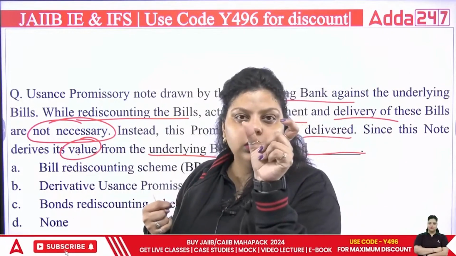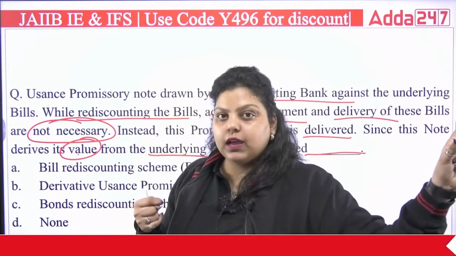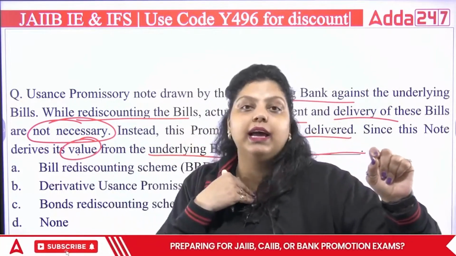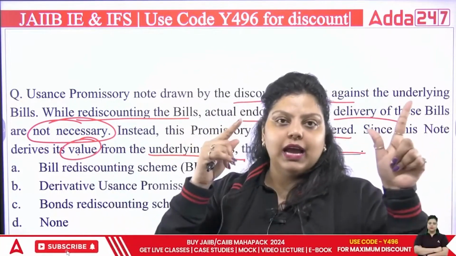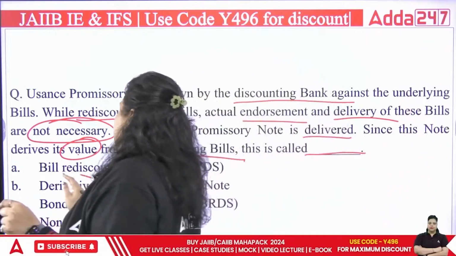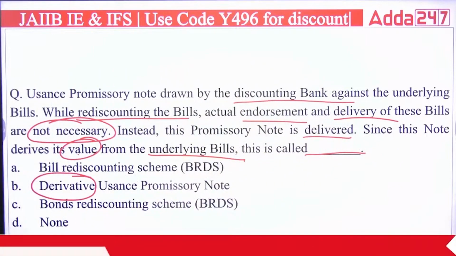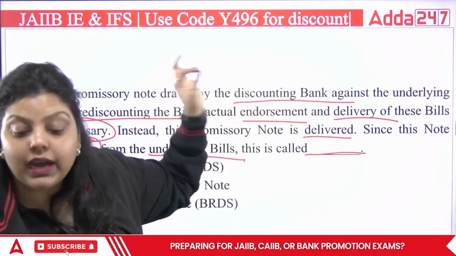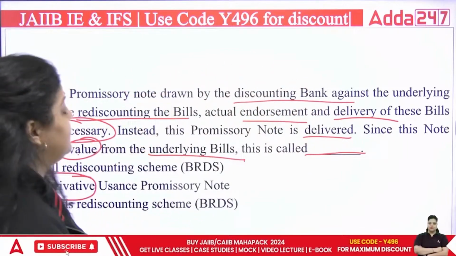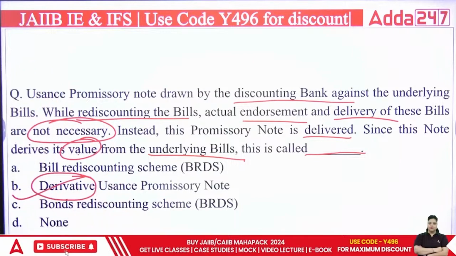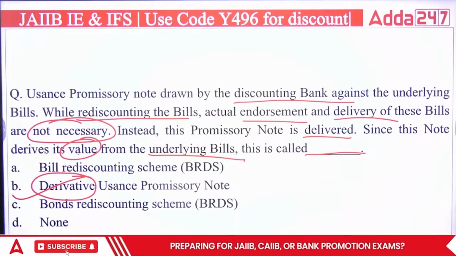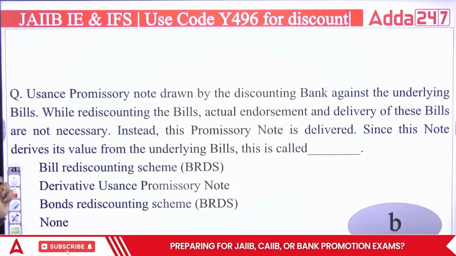So the note PNB issues to SBI has its value derived from the trade bill I have given to Punjab National Bank. And that's why the note will have derivative in its name, because its value will be derived from the other bill. So the right answer will be derivative usance promissory note. The right answer will be what? Derivative usance promissory note.